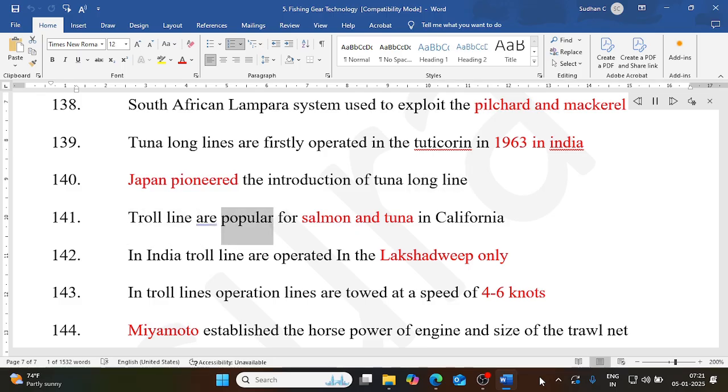Troll lines are popular for salmon and tuna in California. In India, troll lines are operated in Lakshadweep only. In troll line operation, lines are towed at a speed of 4 to 6 knots. Miyamoto established the relationship between the horsepower of the engine and the size of the trawl net.